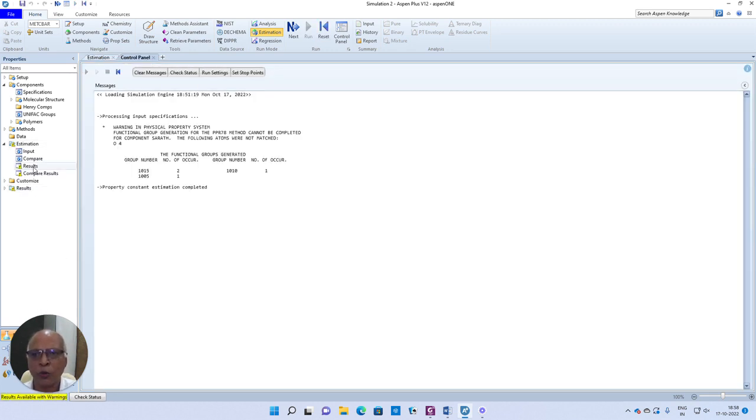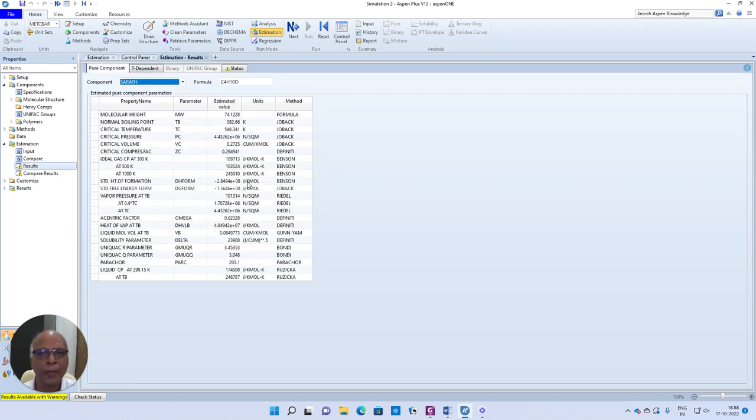The results of this property estimation. Now these are the properties we were able to calculate by giving minimum information like the molecular structure. You can check whether the molecular weight, which we have not provided, has been computed properly or not.